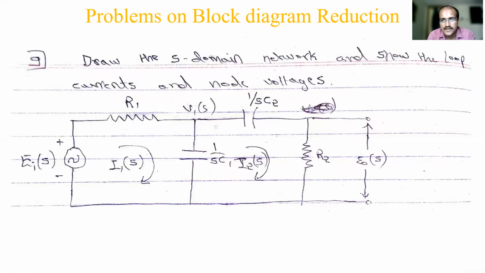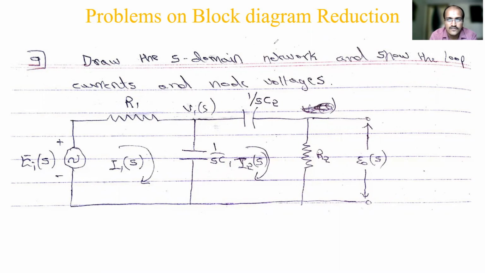Draw the S domain network and show the loop currents and node voltages. The values are given here: Ei of S, E naught of S, R2, R1, 1 by SC2, 1 by SC1. So this is loop I1 of S, I2 of S, which we have assumed. And here there is a node we have assumed. Here no need to assume, it is the same Ei of S, and here it is the same E naught of S. In between it is not mentioned, that's why V1 of S is taken.